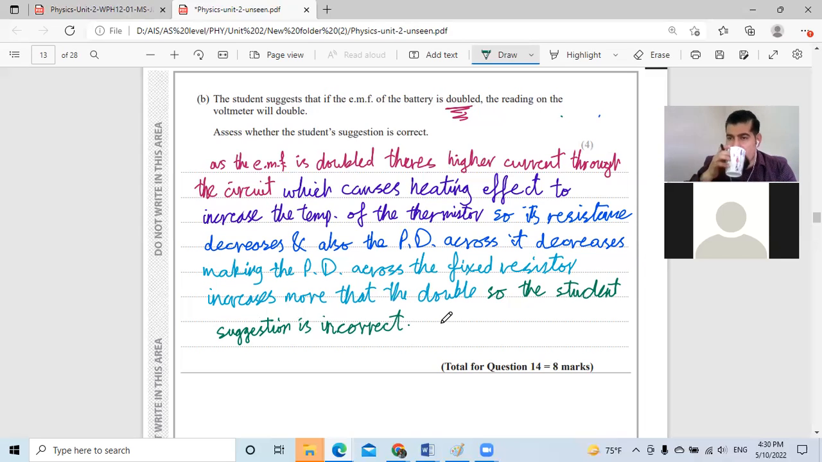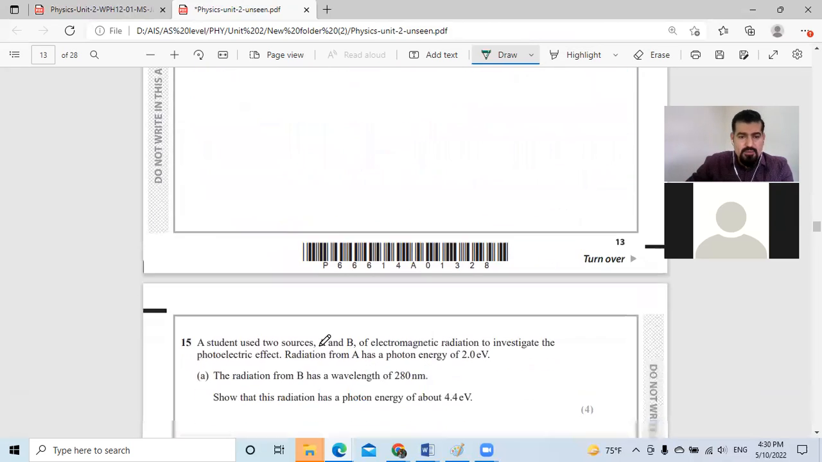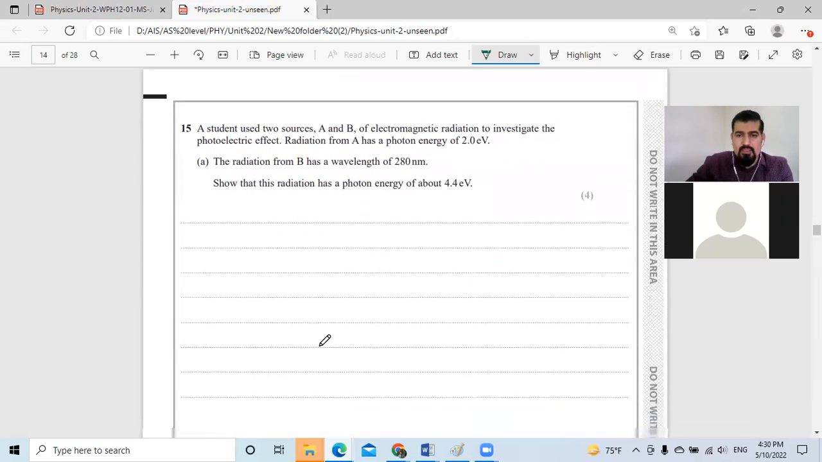Any question? Any suggestion for the answer? Do you think it's clear? Okay, let's move on to the next question, question 15.